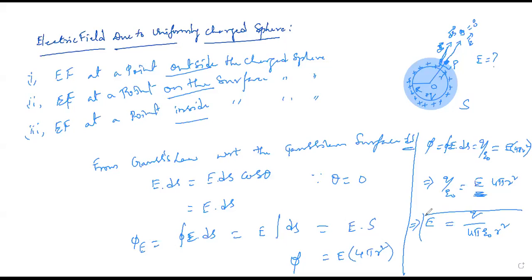Then the electric field intensity due to the uniformly charged sphere, when the point lies outside the sphere, is E equal to Q by 4 pi epsilon naught r square. So this is the electric field intensity. Any questions? This is when the point lies outside the sphere. Note it down. If you complete it, I will go to the second one. So this is done. What about the second one?